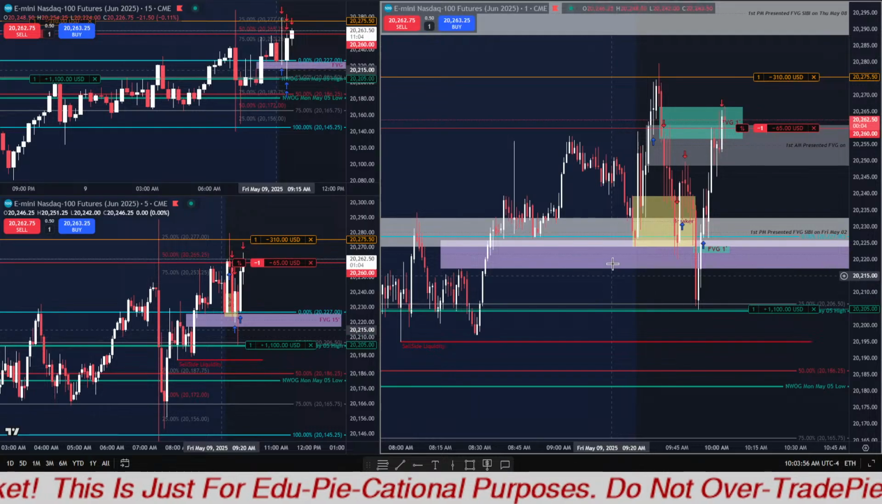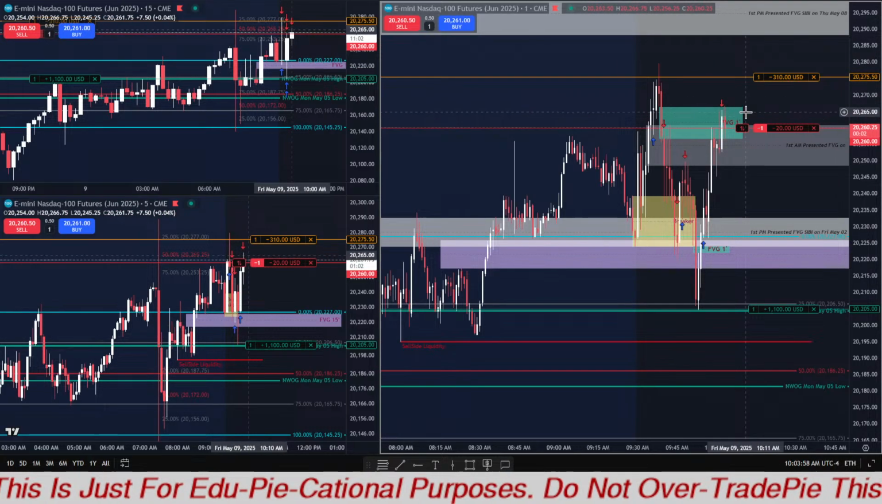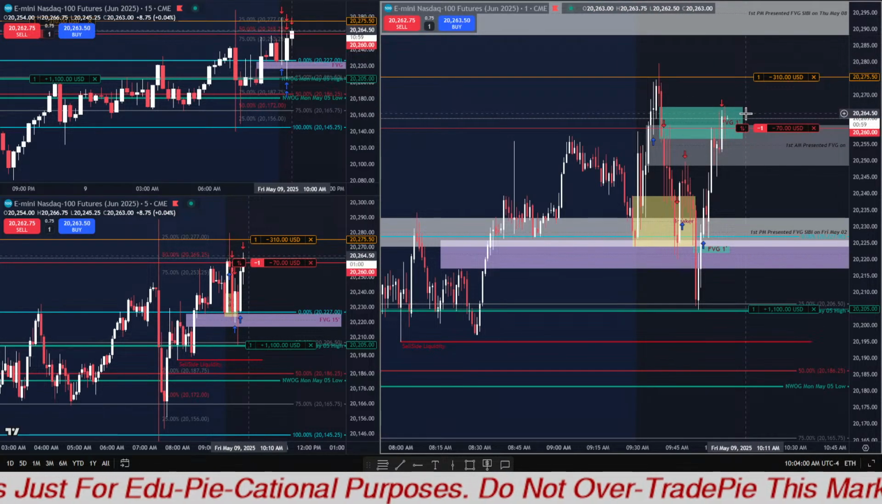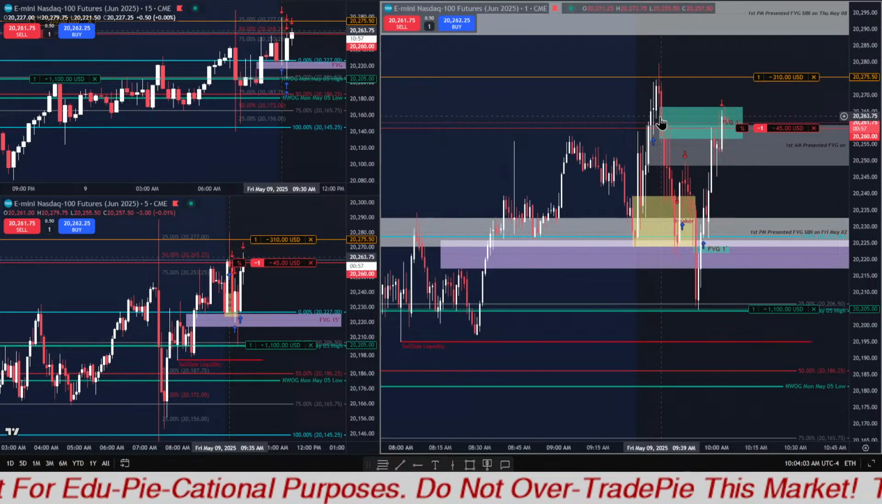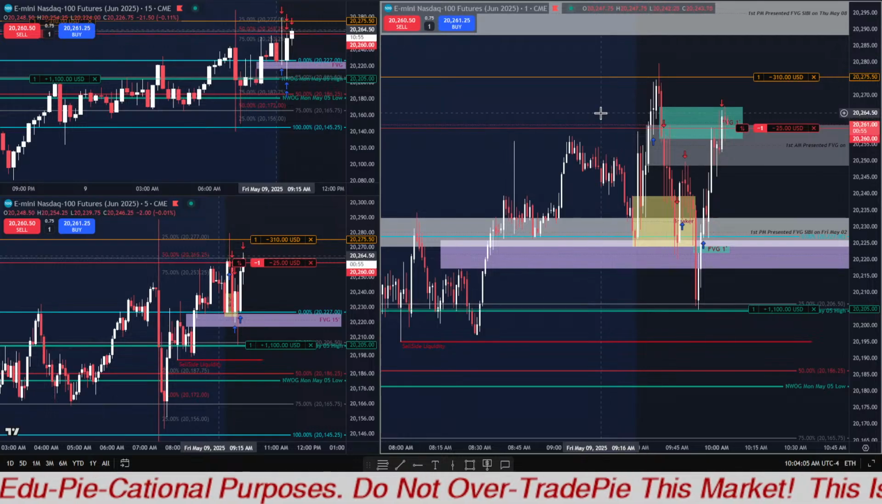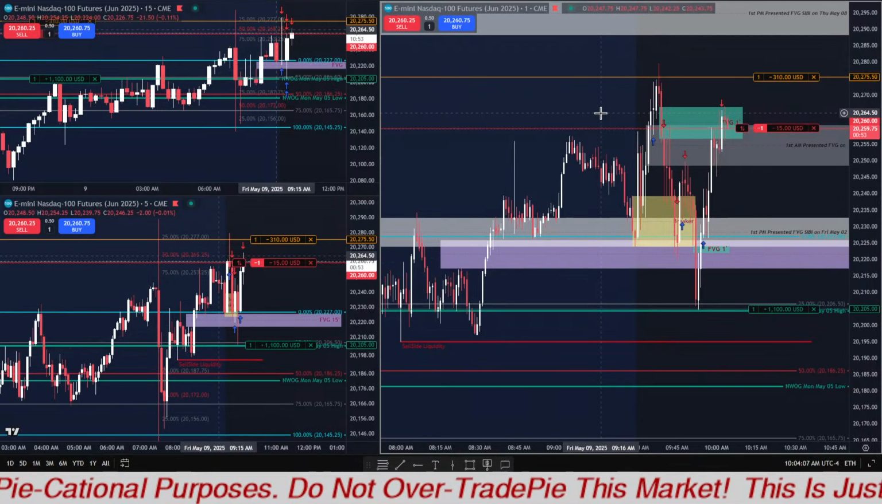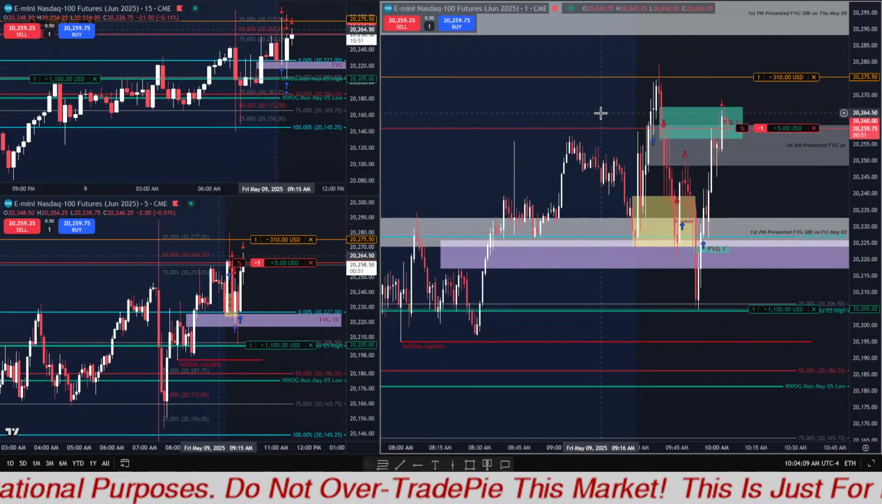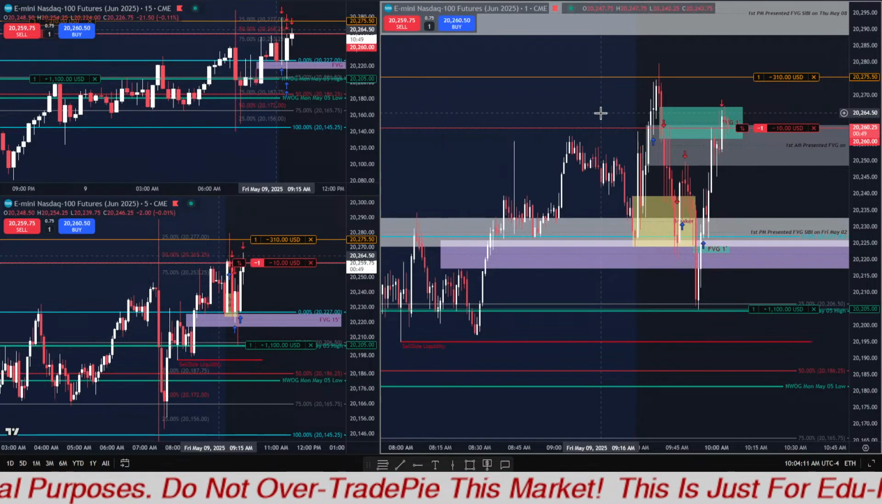Now we are trading inside this CB formed at 9:39 o'clock and trading into the top of the first presented fair value gap.